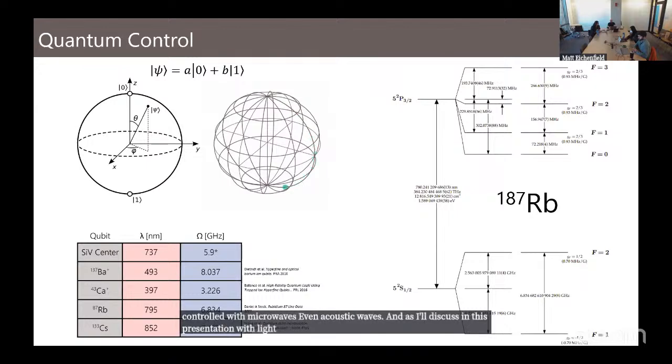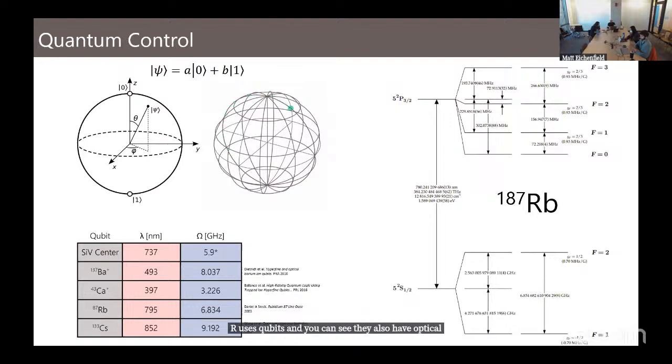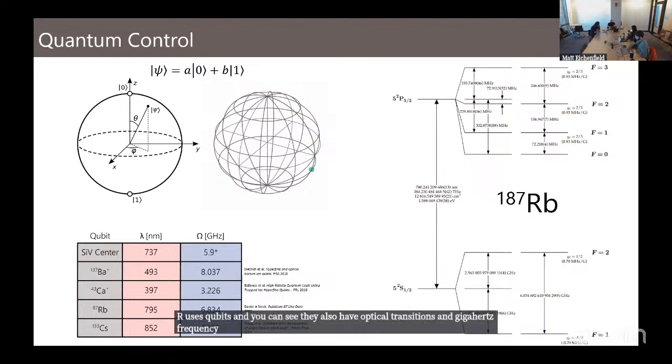And then there are some other atoms and ions listed that are used as qubits, and you can see they also have optical transitions and gigahertz frequency qubit transitions.